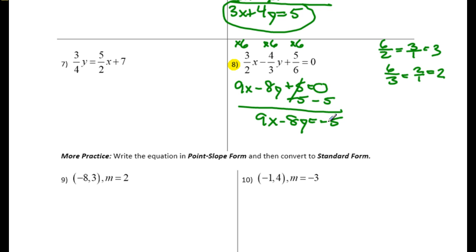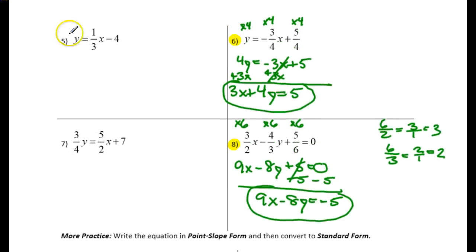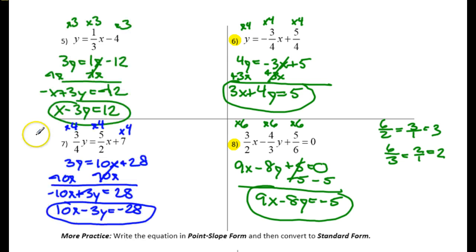Step 4, make sure the a is not negative. The a is not negative. Remember, it's okay the b is negative. It's okay the c is negative. So now we're done. Okay? So go back, try 5 and 7. So pause the podcast, give it a try, okay, and then unpause it to see the answers.